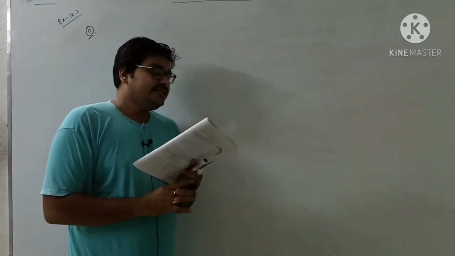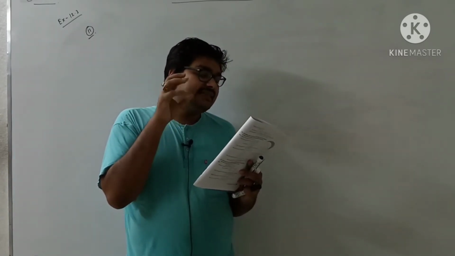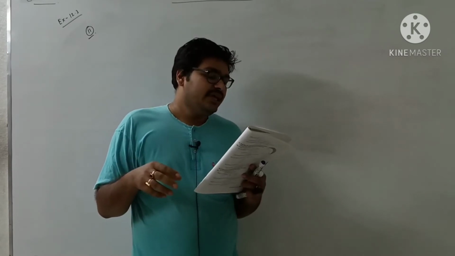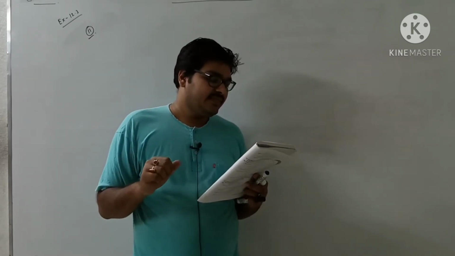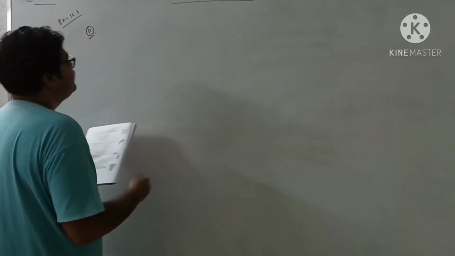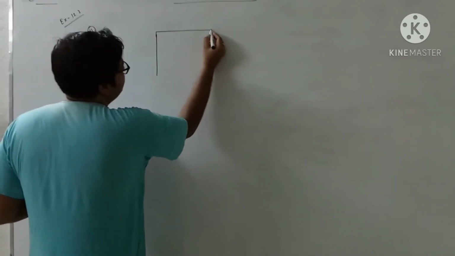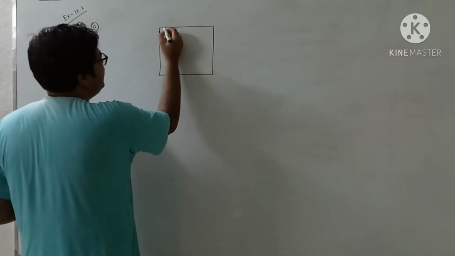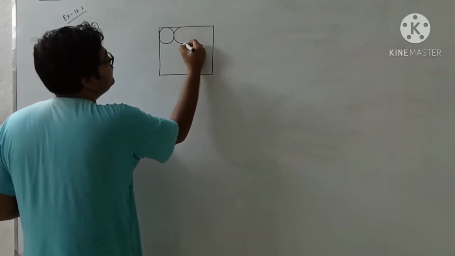On a square handkerchief, 9 circular designs are made. You can see the diagram also given in the book. 9 circular designs, each of radius 7 cm, are made. Find the area of the remaining portion of the handkerchief. See, maybe this is the handkerchief. This is a square shape, and I want to draw the circles in one row only.